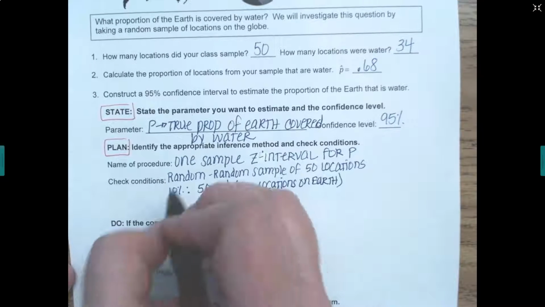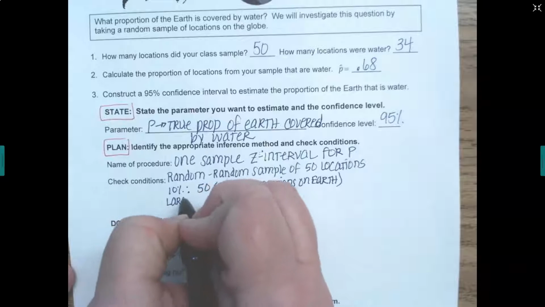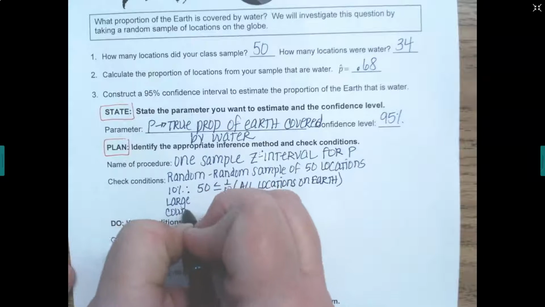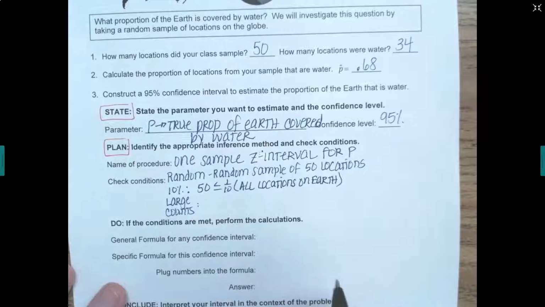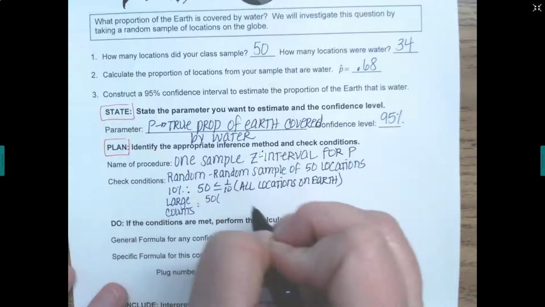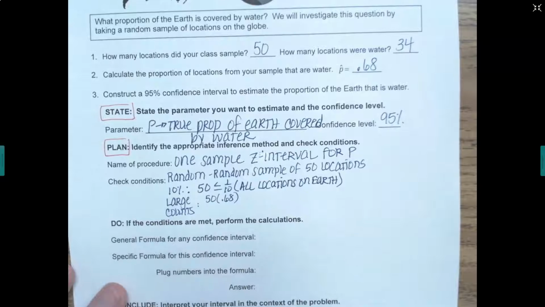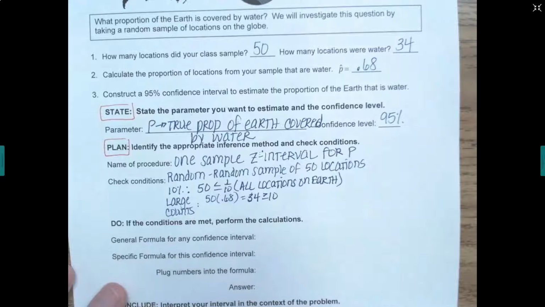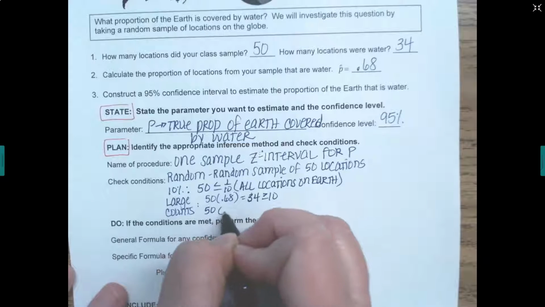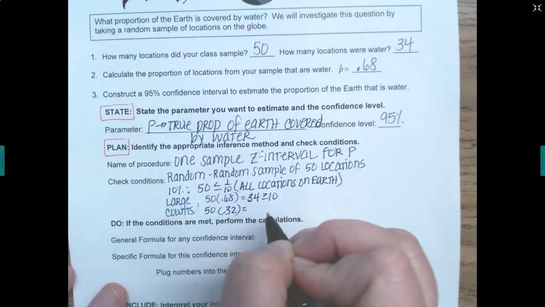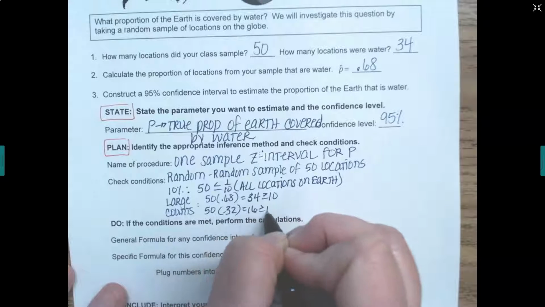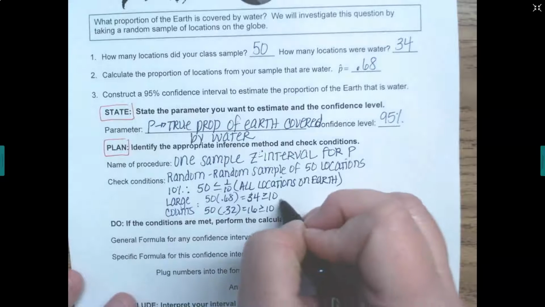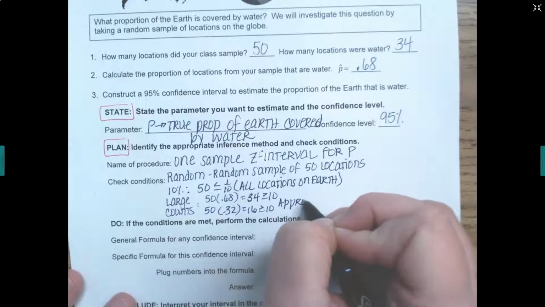And then your last one is, because we're talking proportions, you want to check the large counts. Okay, so we had a sample size of 50, and we were successful 68% of the time, which is 34, definitely greater than or equal to 10. And then 50 times the times we missed was 16, which is greater than or equal to 10. So we are approximately normal here.